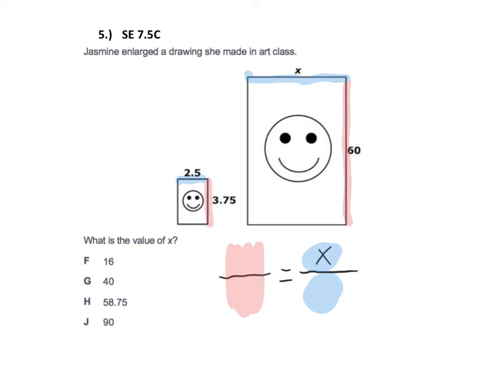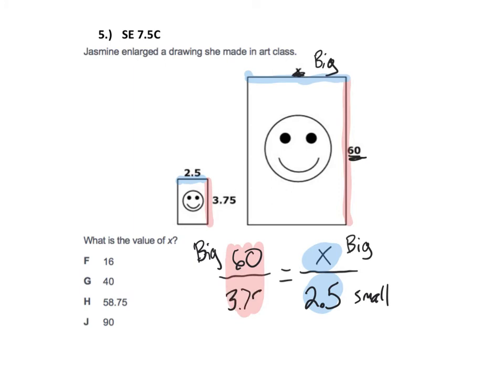So I have to do the same rectangle as X on top. So X is in the big. That means 60 has to go right next to it because the bigs have to be up top. Now the 2.5, the other blue, is going to be down low, and that's in the small. And the 3.75, which is in the small, is going to be underneath the 60. So now we need to cross multiply.